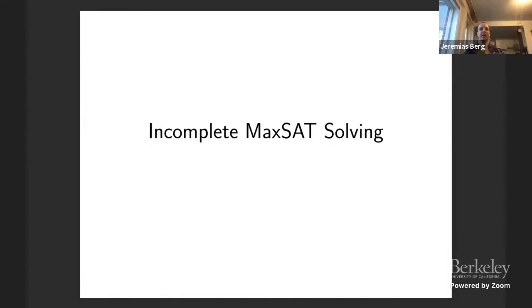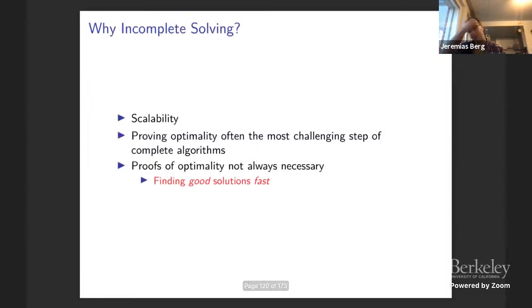All right, so we're running out of time, and as you can see, we have a lot of things to talk about. So I'll briefly go over some things in the incomplete world and shamelessly pick my own work to talk about some more. So why do we want to do incomplete solving? Well, the obvious answer is scalability. And the second obvious answer is that in many practical applications, we might not care about a formal proof of optimality. If we have a good solution, it might not matter if it's not provably the optimal one. Instead, we just want to find a good solution as fast as possible.